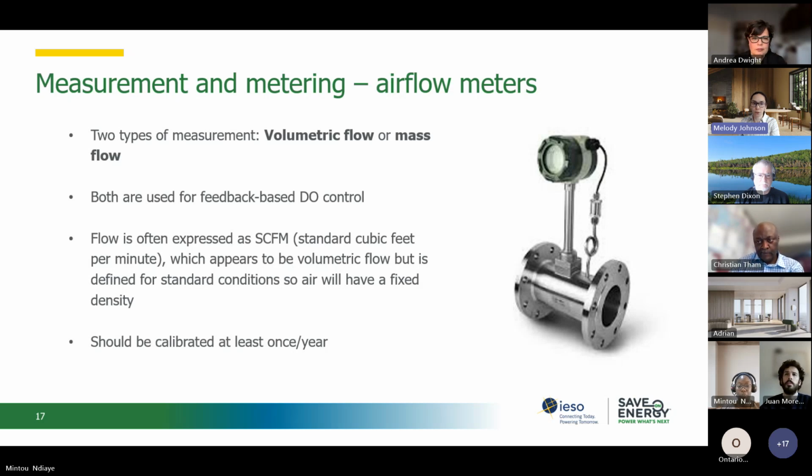The flow rate is often expressed as standard cubic feet per minute, which looks like a volumetric flow, but it's actually defined for standard temperature and pressure, so that the air will have a fixed density. So it's really just converting a mass into a standard volume. And those flow meters should be calibrated at least once per year. Oftentimes, in our experience, they're the kinds of flow meters that aren't always calibrated routinely at municipal plants. Usually the focus is on the liquid flow meters and the gas.